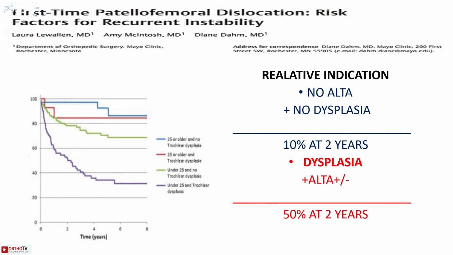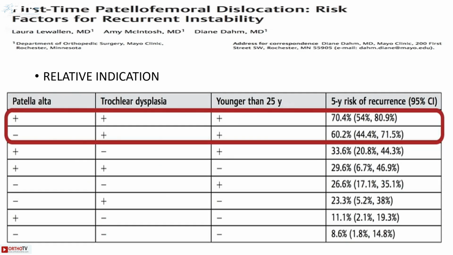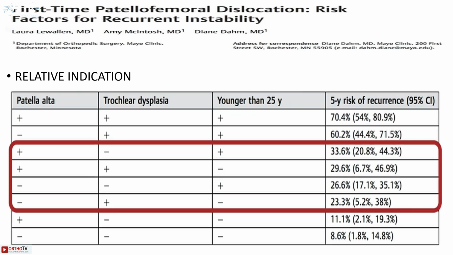Another one is dysplasia plus alta, with a high chance of recurrence, 50% at 2 years. So patella alta and trochlear dysplasia are the two important things to evaluate in these cases to avoid recurrence. These data show that 60 to 70% of patients will have recurrence at 5 years, about 60% in the younger age group, people younger than 25 years. And in the group older than 25 years, it is only 30 to 40%.